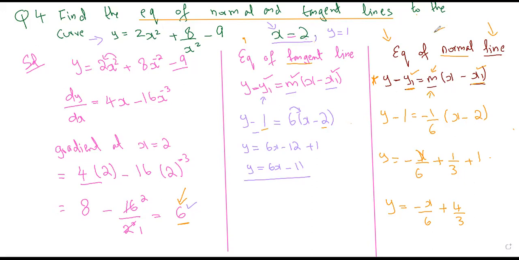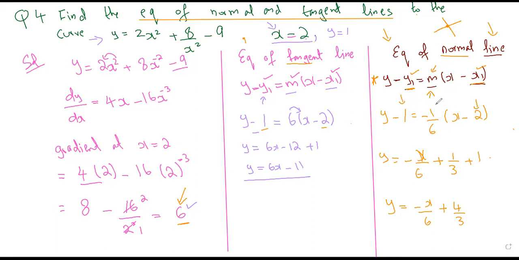Now we know that, let's say this is the tangent line, this is the normal line. The point would be same. So if we are using 2, 1 for the tangent line, we can use 2, 1 for the normal line as well. So that is good. The point would be 2 and 1. So I've plugged in 2 and I've plugged in 1.